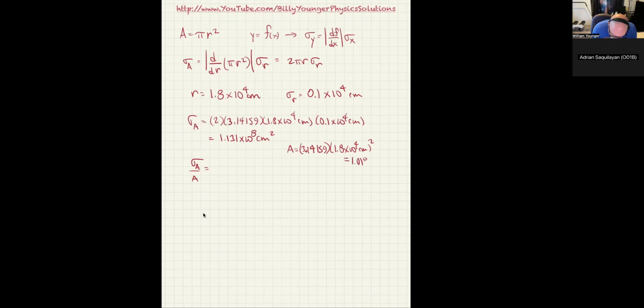1.018 times 10 to the ninth centimeters squared. So sigma A over A is supposed to be 1.131 times 10 to the 8th square centimeters over 1.018 times 10 to the ninth centimeters squared.